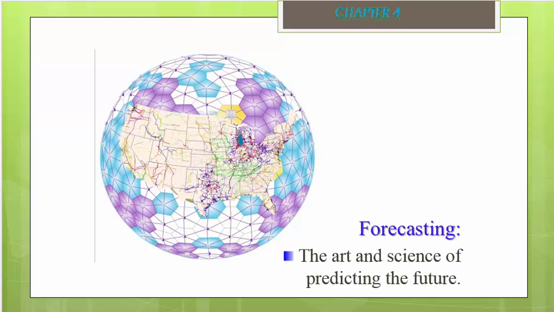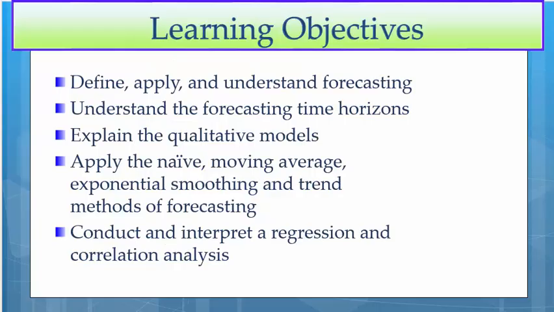So basically, that's what we're going to learn in this chapter: some different mathematical models we can use to weigh different factors differently and try to help us get a handle on predicting demand. By the end of this chapter, you ought to be able to define forecasting and understand the different time horizons. We're going to talk about those here in a minute. And then explain the qualitative models. There are about 5 of those, and we're going to talk about those.